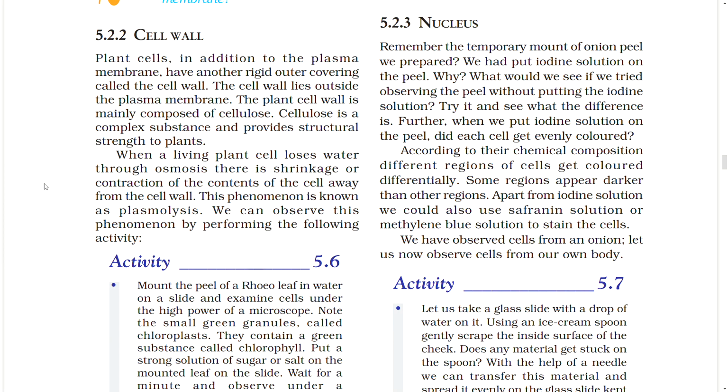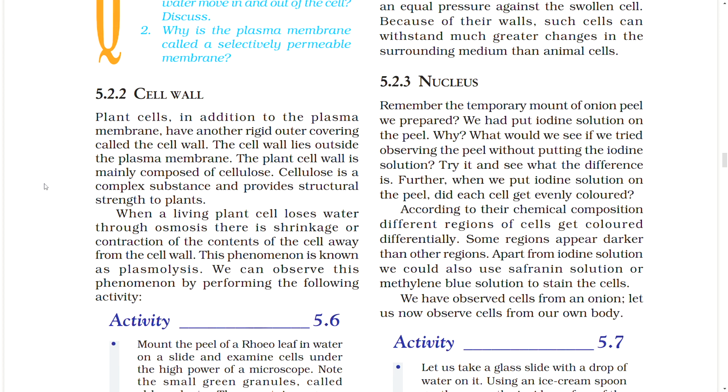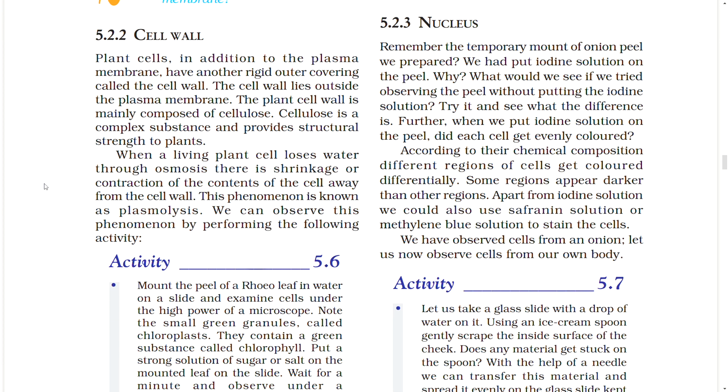5.2.3 Nucleus. Remember the temporary mount of onion peel we prepared. We had put iodine solution on the peel. Why? What would we see if we tried observing the peel without putting the iodine solution? Try it and see what the difference is.